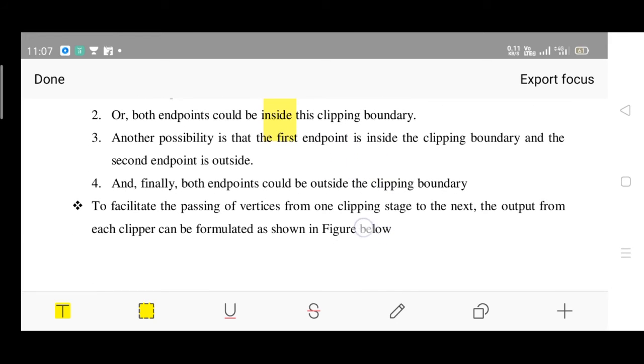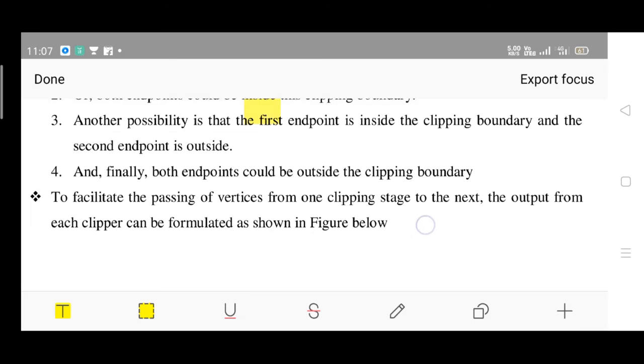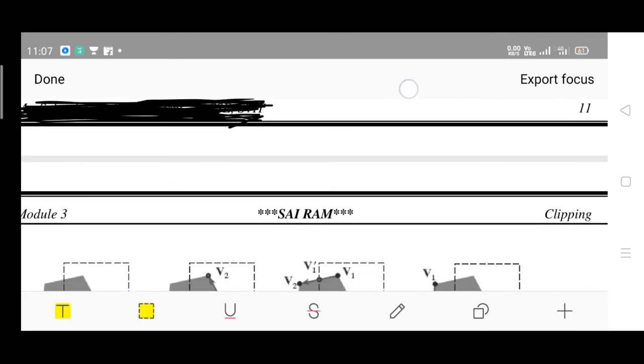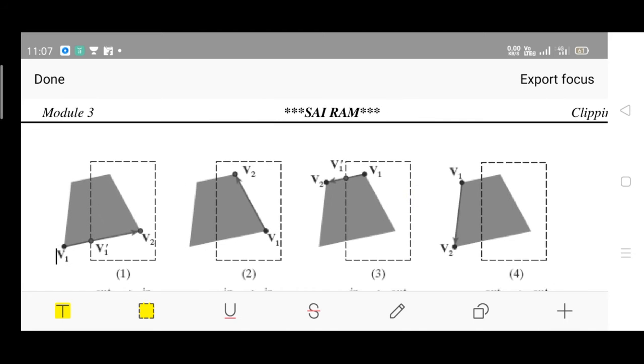To facilitate the passing of vertices from one clipping stage to the next clipping stage, the output from each clipper can be formulated as shown below. You just go through the same thing what we have discussed. It is given in terms of vectors v1, v2 and v1 dash and so on, as you can see here.